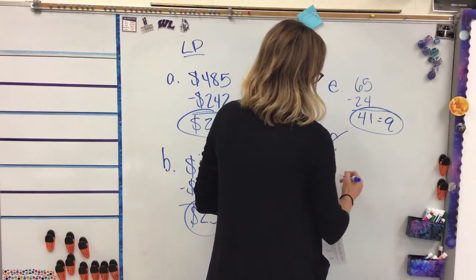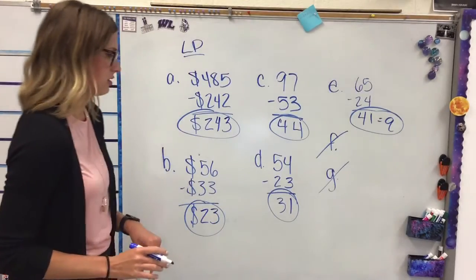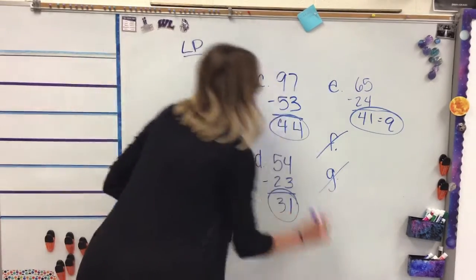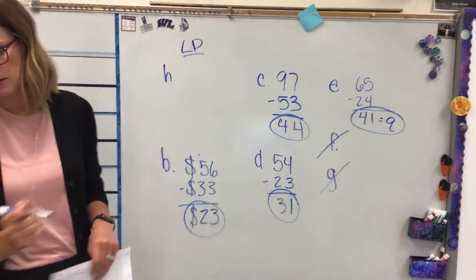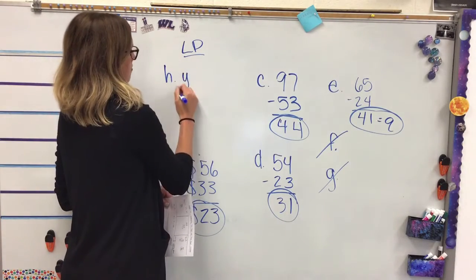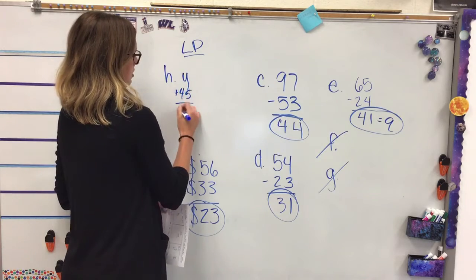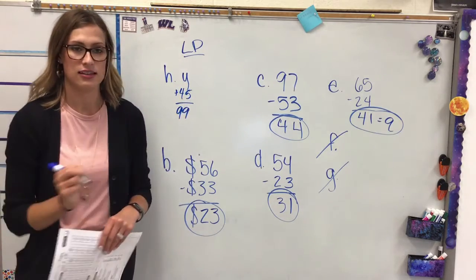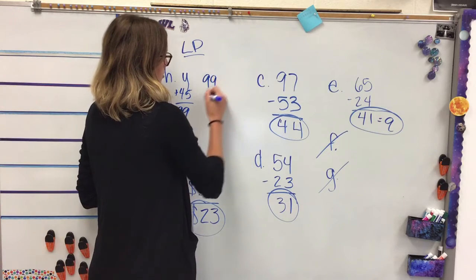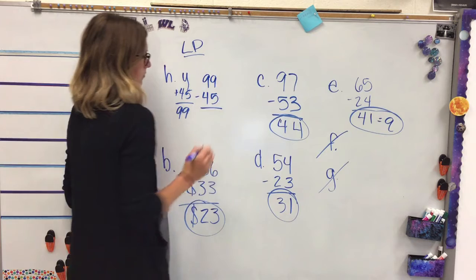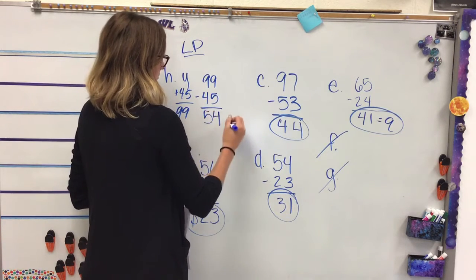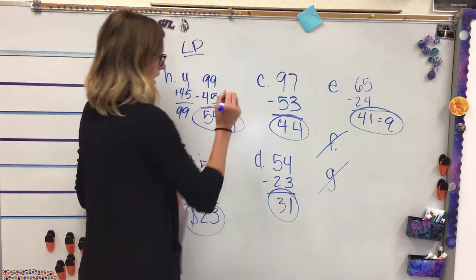That means Mrs. Mackey said skip it. G, go ahead and skip it. Then for H, this is our last one, y plus 45 equals 99. Missing number in an addition sentence, so to find the answer, we're going to subtract. So let's do 99 minus 45. 9 minus 5 is 4. 9 minus 4 is 5, so we get 54 equals y.